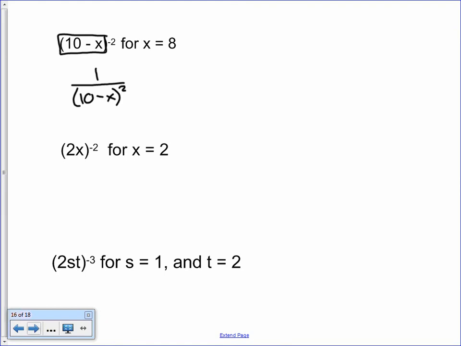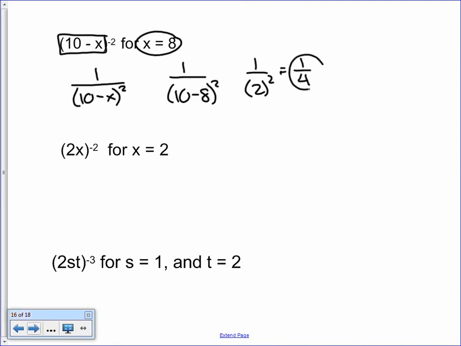Okay. Now, I'm not going to have you multiply this out. What I actually want you to do is just plug that 8 in right away. So I have 1 over 10 minus 8. So 10 minus 8, of course, will give me a 2. So I have 1 over 2 squared. And 2 squared gives me a 4. So 1/4 will be my answer for that one.